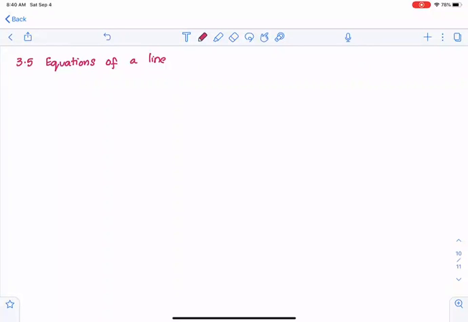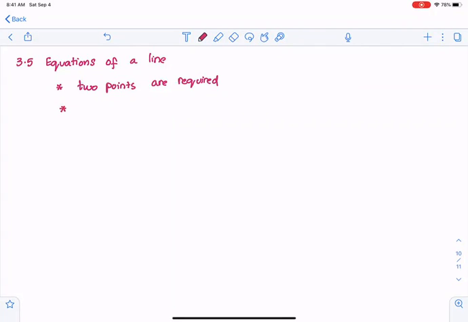So, equations of a line. A key thing to note here is that if you want to come up with an equation for a line, first you need to have 2 points. If I have to be very specific, at least 2 points are required, but 2 should do at minimum.